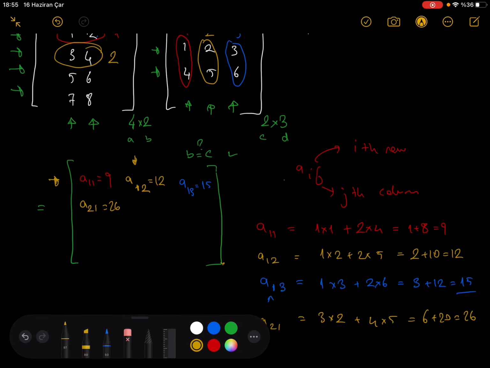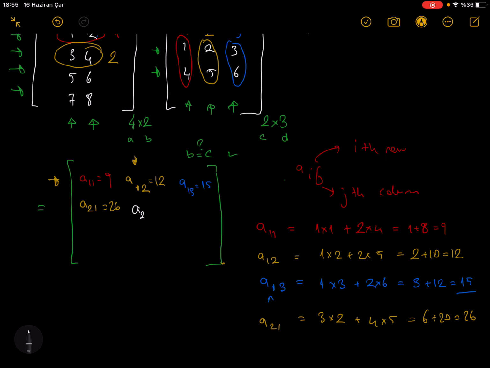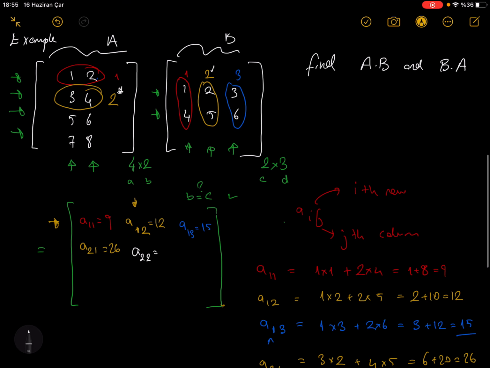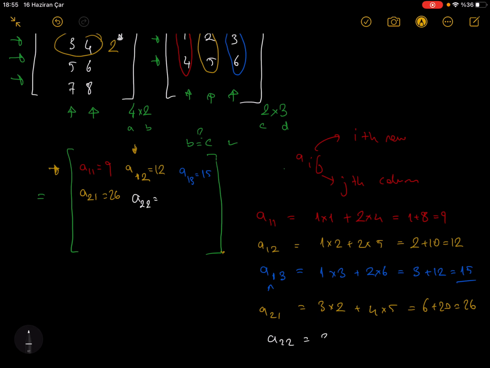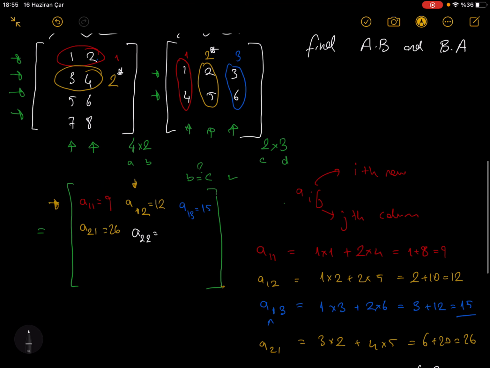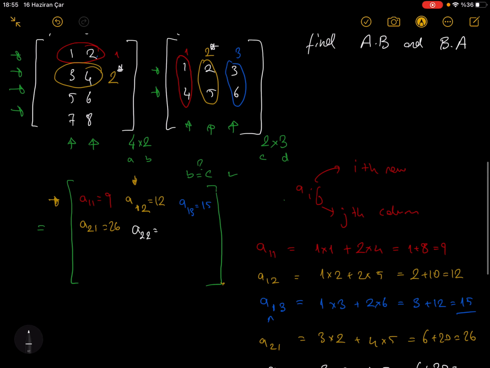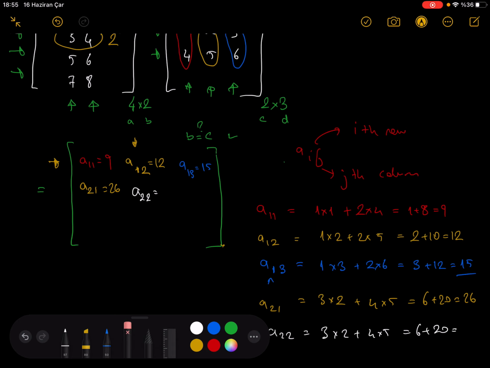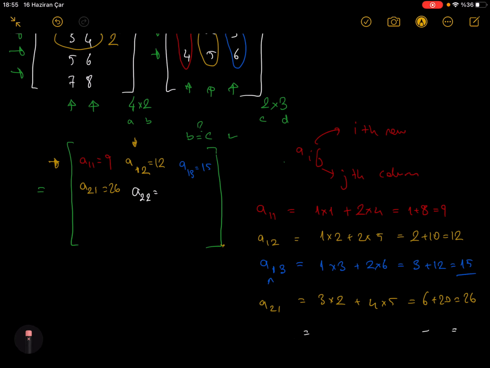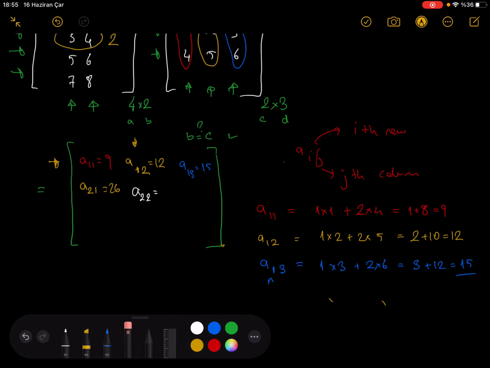After that, I am using the white pencil. This is A22. Check it again. Second row, second column. So I am writing 3 plus, which is 6 plus 20. I mean, come on. Wait a minute. I made a mistake. Sorry for that. Quick sorry. This is A22. This is 26. That's correct.